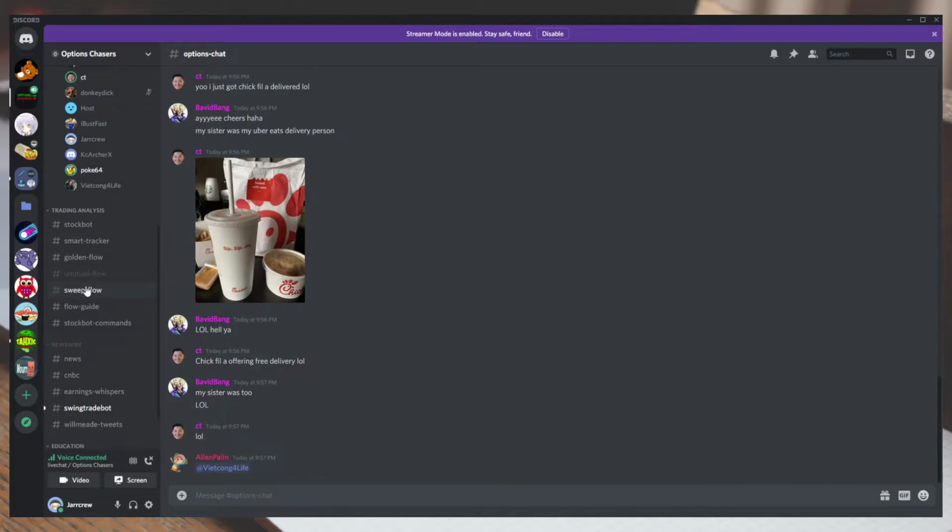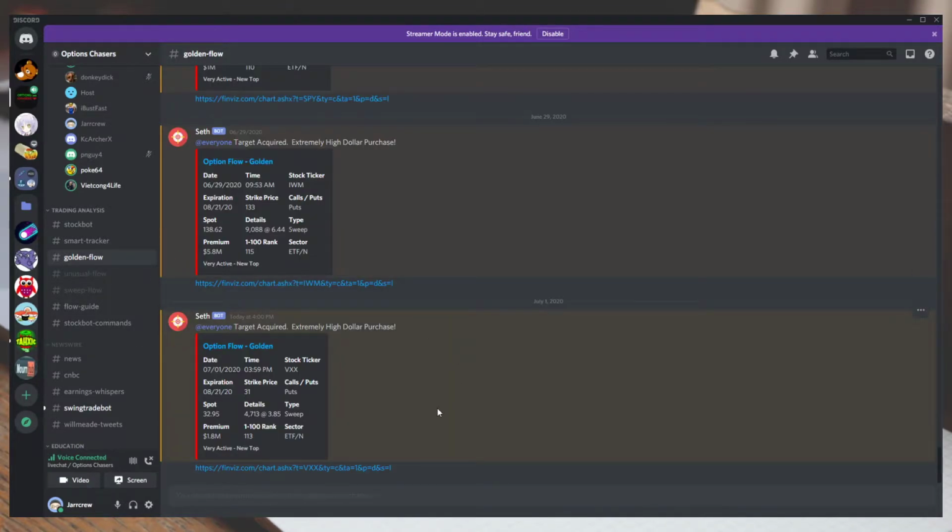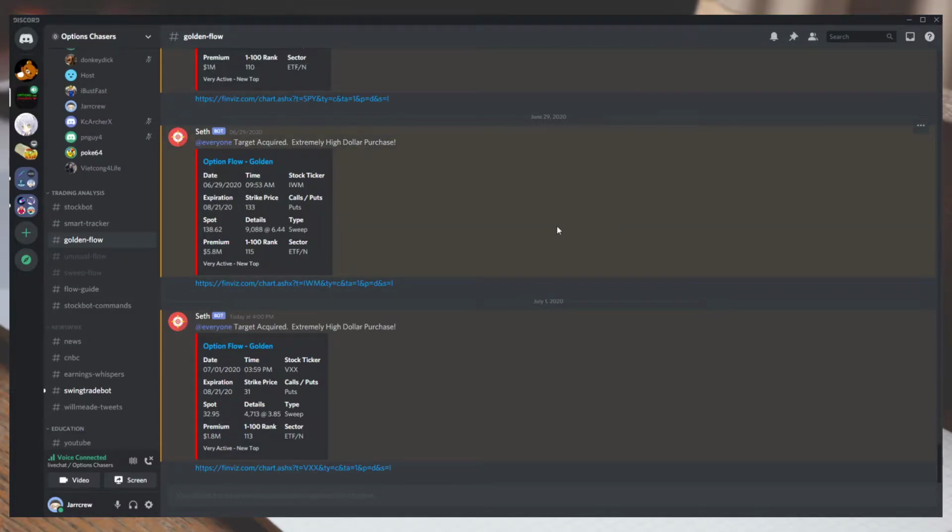What it does is it uses AI. It pulls the information from a third party company and then presents it in a good looking visual view. It's sorted into different categories, because anything under Golden Flow is considered high ranked option orders that are $1 million or more.